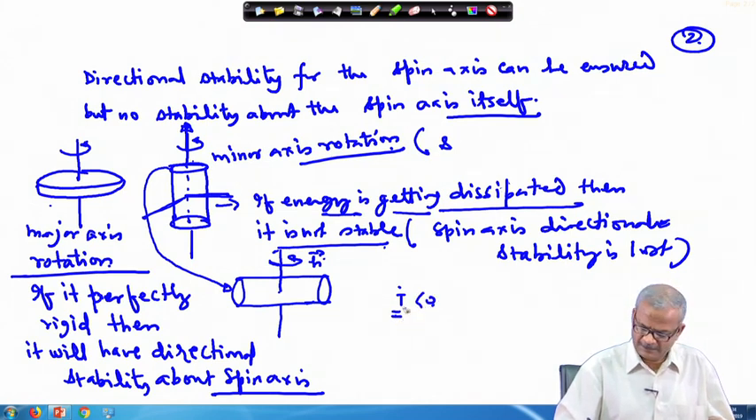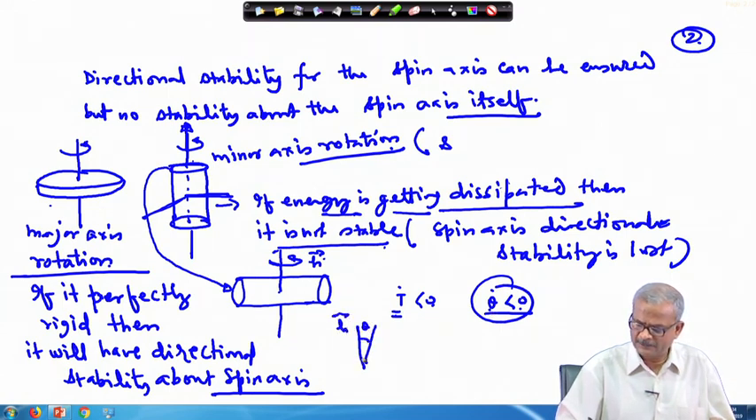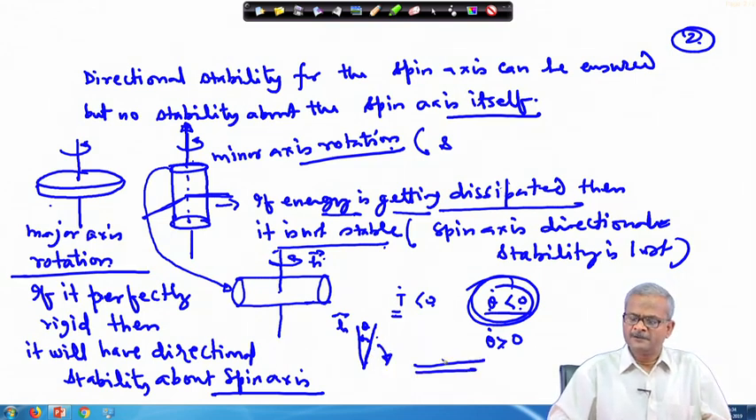Okay. And theta dot when it is less than 0. So, if this is the h vector, from here we have measured the theta, meaning the deviation of the axis from this; this is the nutation angle. So, if theta dot is negative, it means theta will be decreasing, it will be stable. If theta dot is greater than 0, it means theta will grow and the system will become unstable. So, this case we have already discussed in quite some detail.